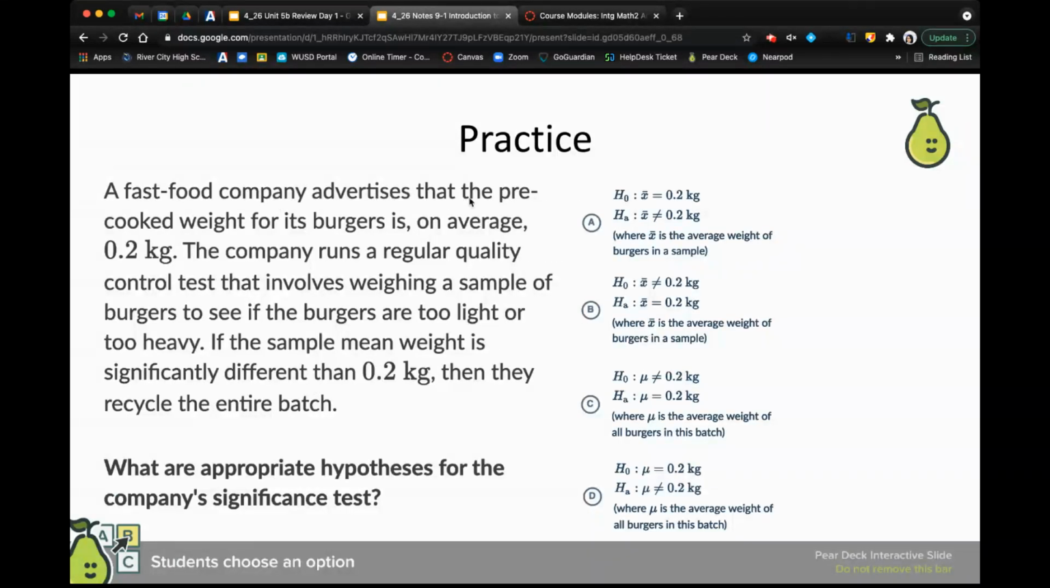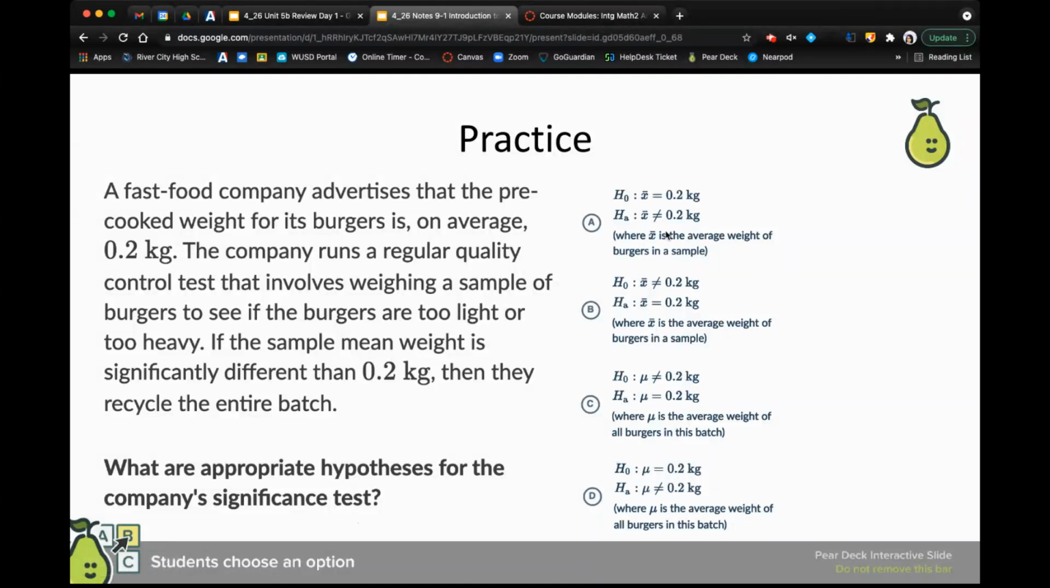A fast food company advertises that the pre-cooked weight for its burgers is on average 0.2 kilograms. The company runs a regular quality control test that involves weighing a sample of burgers to see if the burgers are too light or too heavy. If the sample mean weight is significantly different than 0.2 grams, then they recycle the entire batch. What are the appropriate hypotheses for the company's significance test?